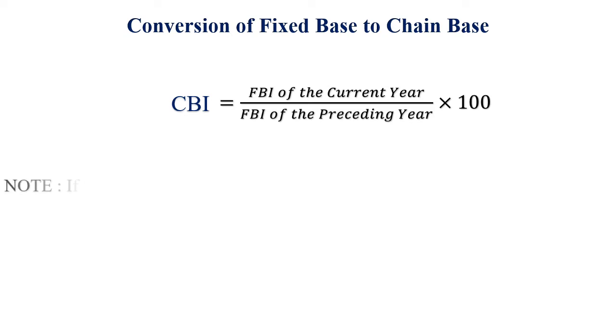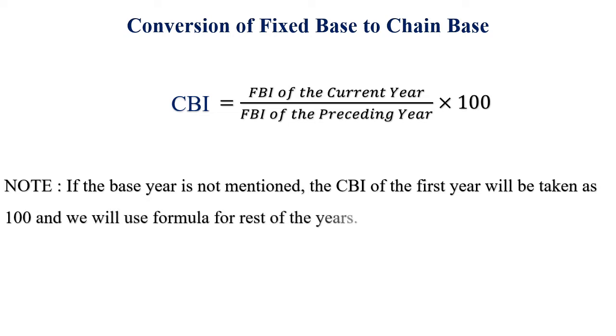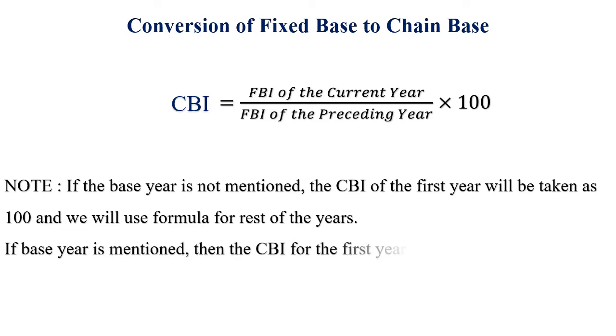But there are some things you need to remember. If the base year is not mentioned in the question, the CBI of the first year will be taken as 100, and we will use the formula for the rest of the years. But if the base year is mentioned in the question, for example taking 2008 as the base year, then CBI for the first year will be taken as FBI for the same year. So the first year FBI will be directly taken as the first year CBI if the base year is mentioned, and if the base year is not mentioned, then CBI for the first year will be taken as 100.